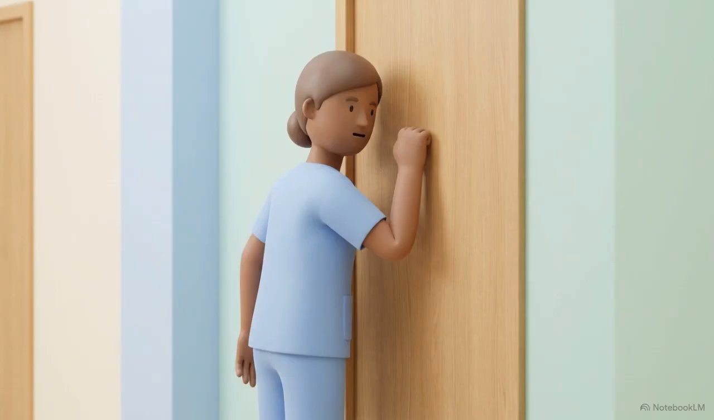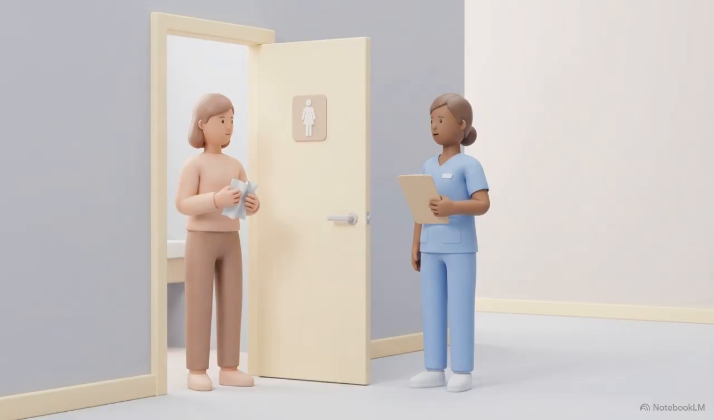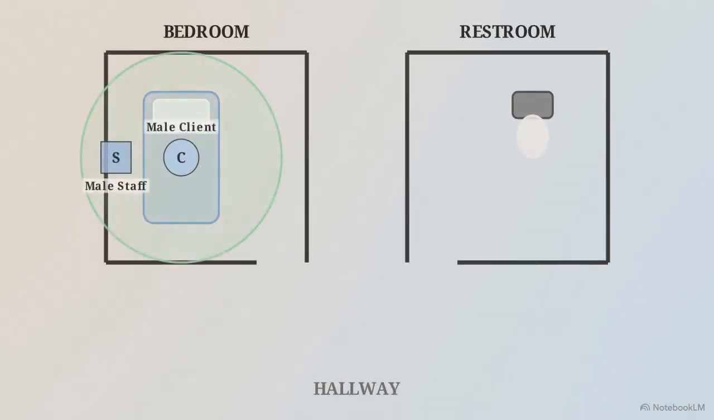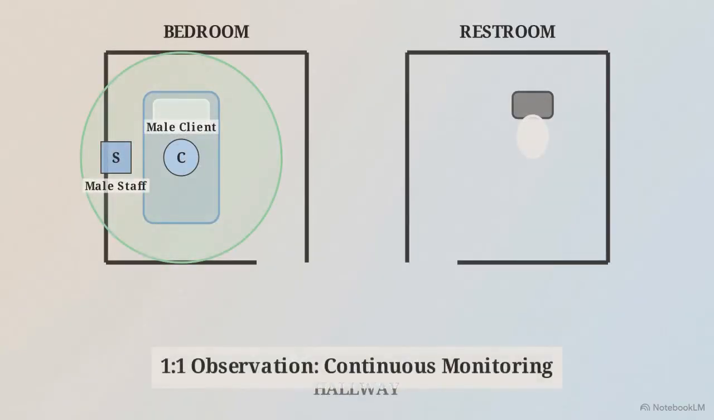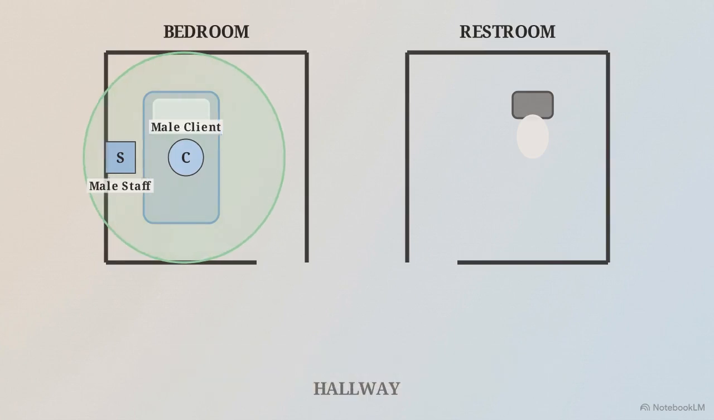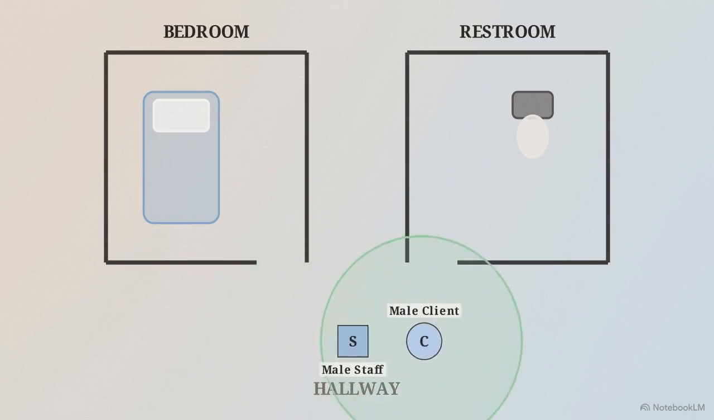For routine rounds, if a client is in the restroom, knock to get a verbal reply. Continue with your other rounds and return to physically see the client as they exit. This protocol changes for one-to-one observation. For high-risk clients, you must remain within arm's length at all times, even while sleeping. The standard restroom rules do not apply.